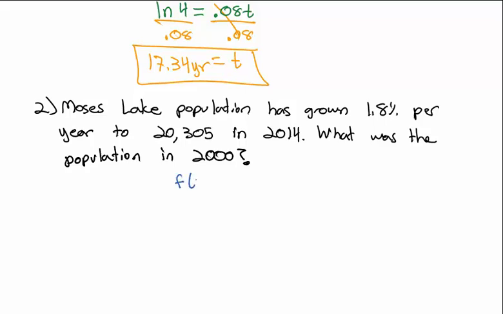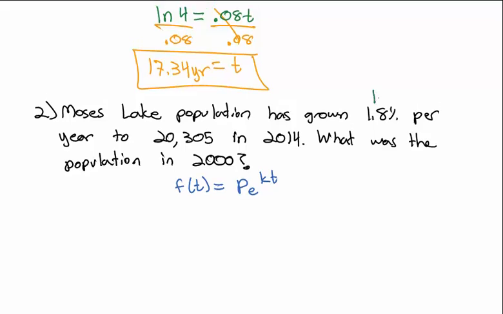Well, we know f of t is equal to p e to the kt. Looking at what we have, the 1.8%, that's going to be our k as a decimal, 0.018. 20,305, that's the starting value that we're given, our p, in the year 2014. Now we could make the time 2014, but that usually makes it a bit more difficult. So let's call that our 0. Year 0 is when the population was 20,305, and then we'll use our time to say how far away from 2014 we are.